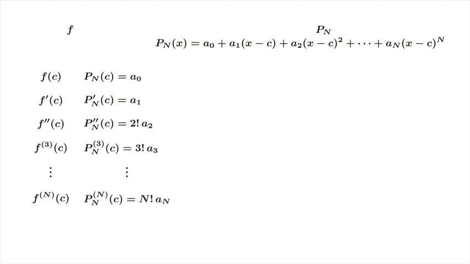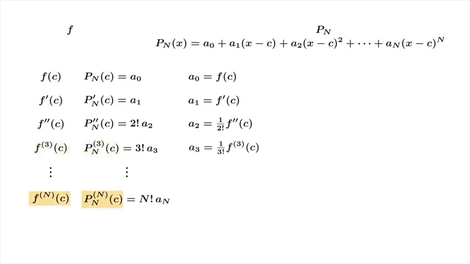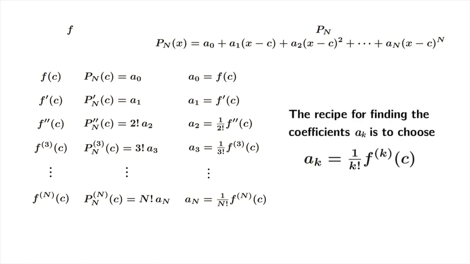So let's put this off to the side, and we realize that we want these to match up, and that means we should choose a naught to be f of c. And we want these two numbers to match up, so we better choose a1 to be f prime of c. And we want these numbers to match up. a2 had better be 1 over 2 factorial times the second derivative of f evaluated at c. a3 had better be 1 over 3 factorial times the third derivative of f evaluated at c, all the way down the line until a sub n should be 1 over n factorial times the nth derivative of f evaluated at c.